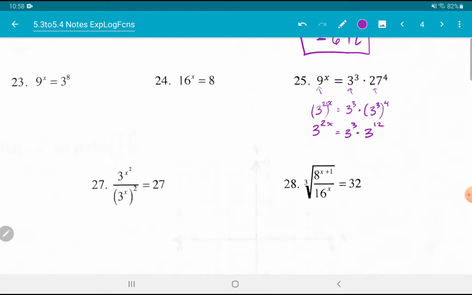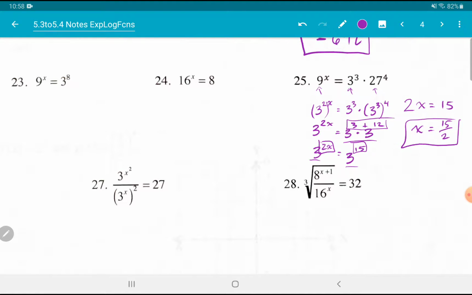We also notice that we have same bases here, and when you have same bases, you can actually add those exponents up together. So we have 3 to the 2x is equal to 3 to the 3 plus 12, or 3 to the 15. Oh, look, same base. We've simplified it down, so that must mean the exponents must be equal. So we're saying 2x is equal to 15, or in this case, x is 15 over 2.